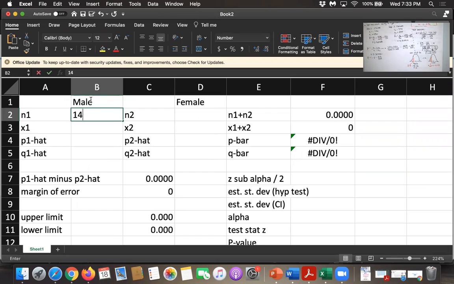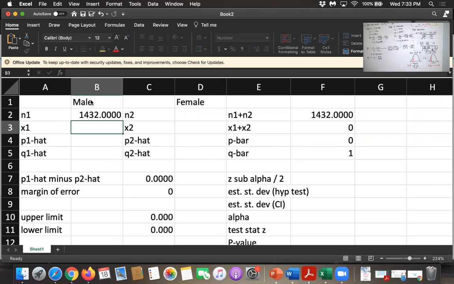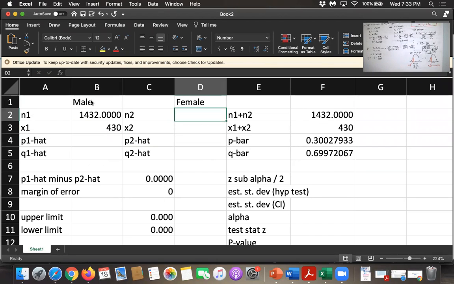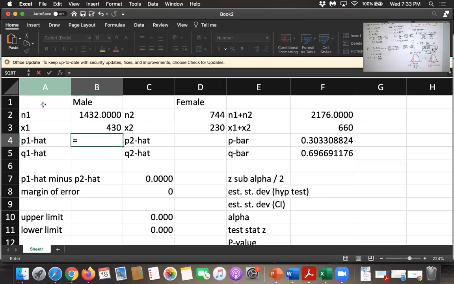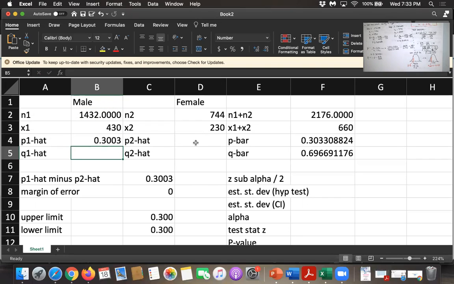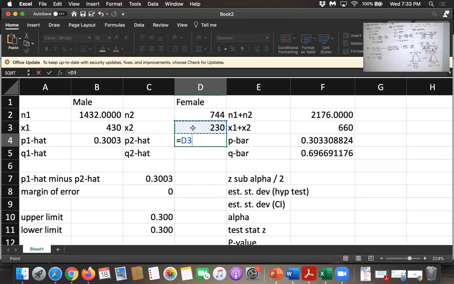There were 1,432 male challengers of referee calls. 430 of those calls were overturned. And then for the females, there were 744 challenges, and only 230 of those were overturned. So P1 hat is this X1 over N1. So we just type equals and then select that cell and then divide by the other cell. And then we're going to do the same thing here. Take X2 and divide by N2.